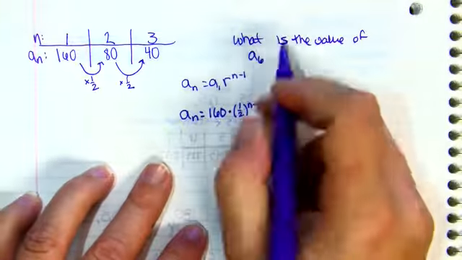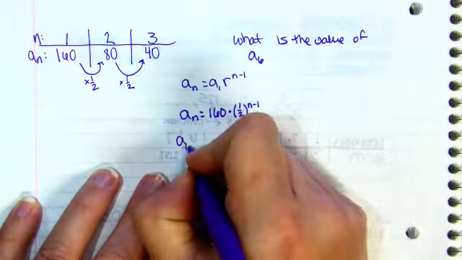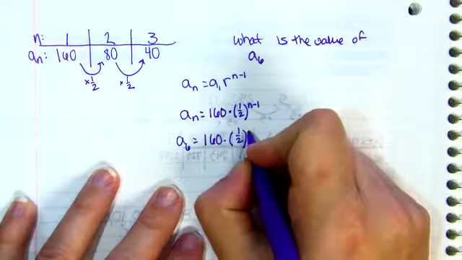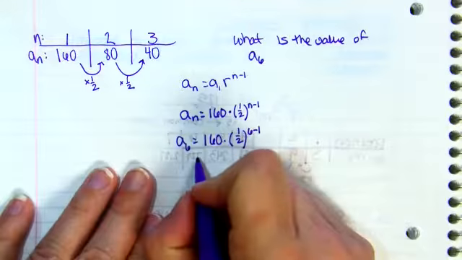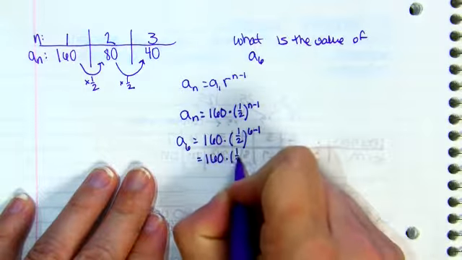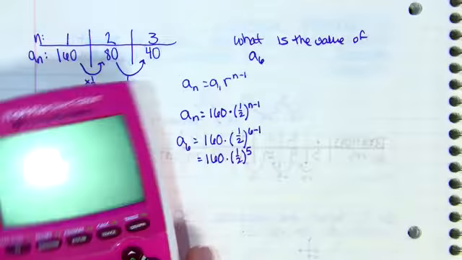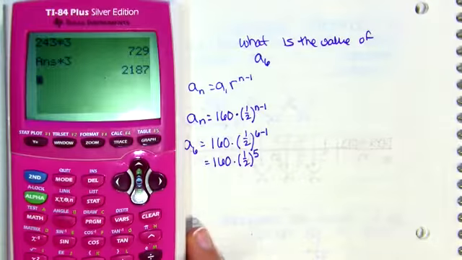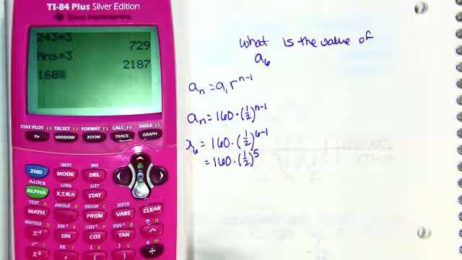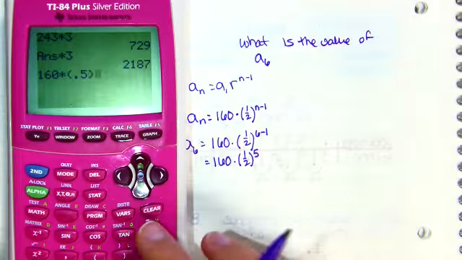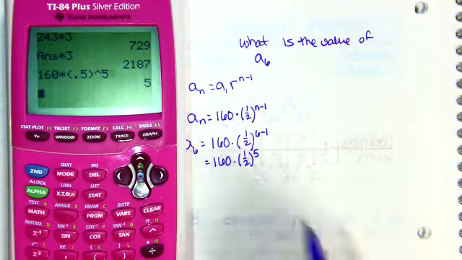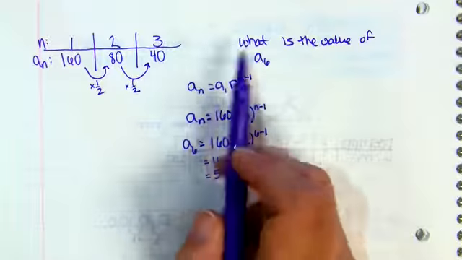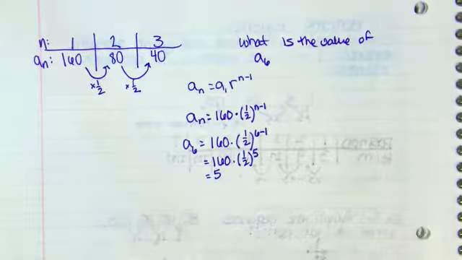That means then if I want the 6th term, I would do a sub 6 equals 160 times 1/2 to the 6 minus 1 power, or 160 times 1/2 to the 5th power. So on my calculator, I will do 160 times 0.5, that's just the decimal form, to the 5th power, and I get 5. So if I continued this sequence out, my 6th term would be 5.